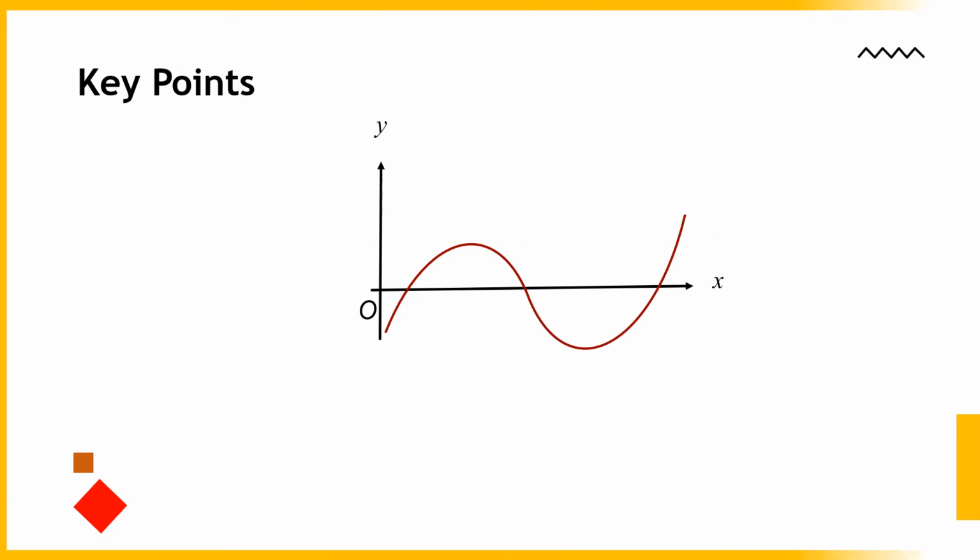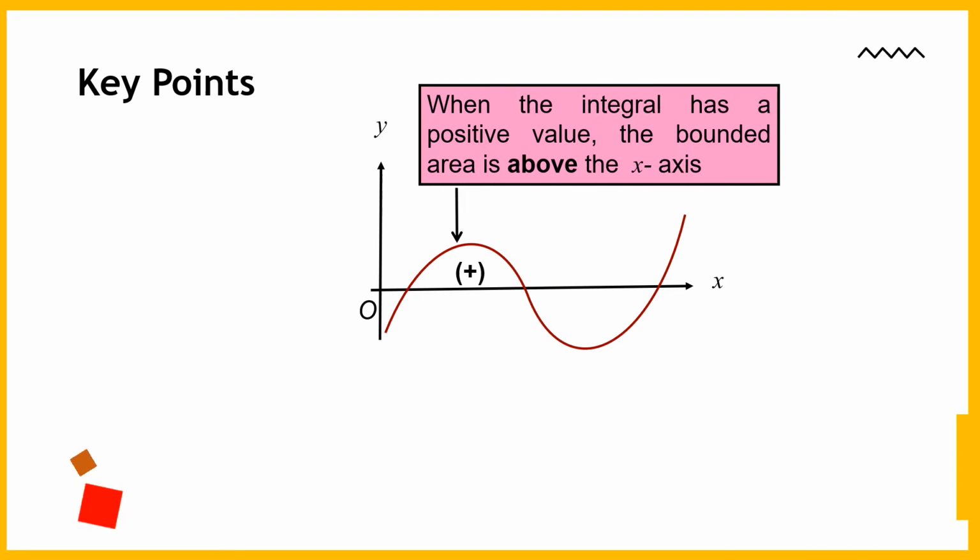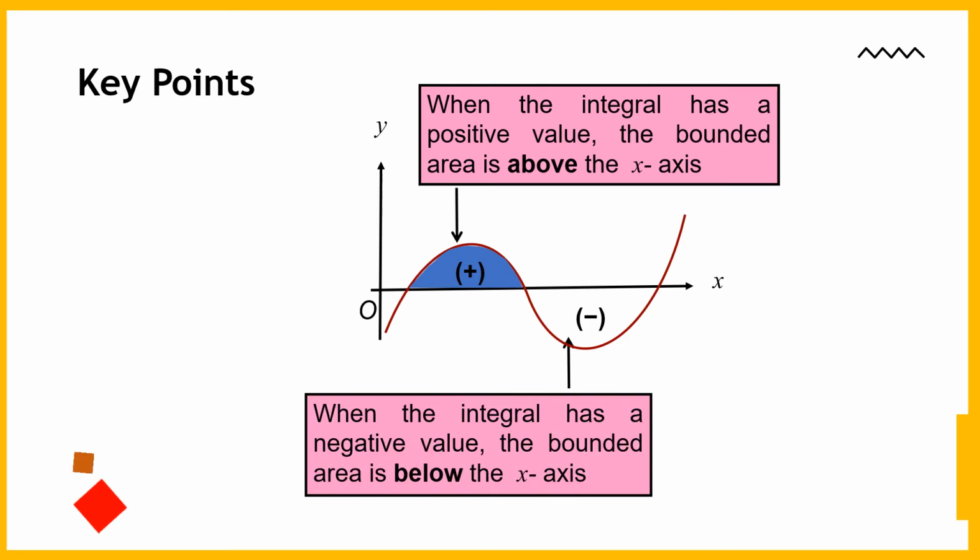Key points. When the integral has a positive value, it indicates that the bounded area is above the x-axis. When the integral has a negative value, it indicates that the bounded area is below the x-axis. Thus, the positive and negative values of the integral help us to identify where the regions lie. Remember, area is a scalar quantity, so the values of area must always be positive.